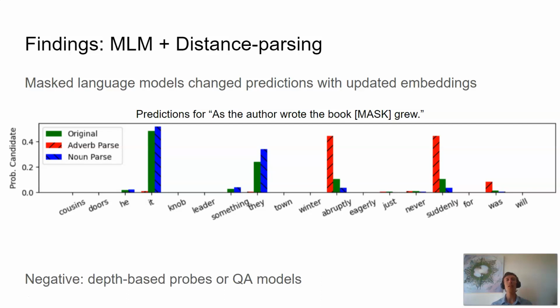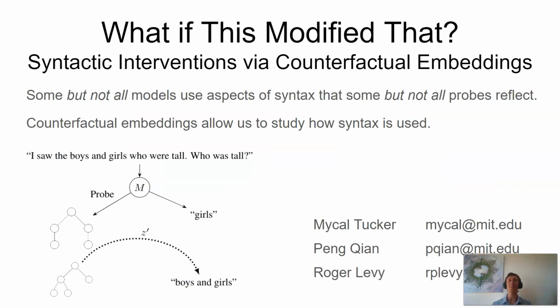But critically, when we used a different type of probe, or when we used a language model that had been fine-tuned on question answering, we did not find causal evidence. You'll have to come to our poster for all our findings, but I want to leave you with this. Some, but not all, models use aspects of syntax that some, but not all, probes reflect. But counterfactual embeddings allow us to study how it's used.